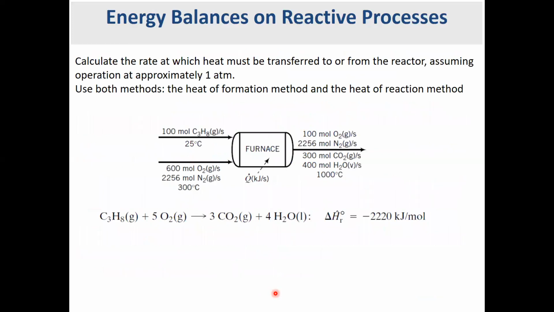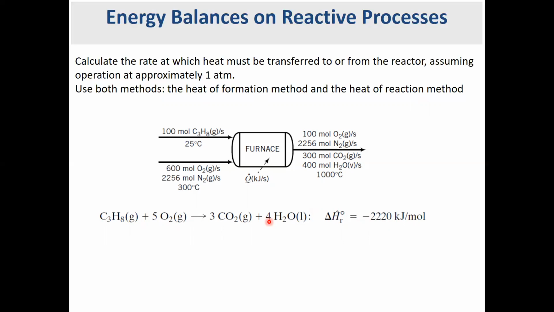So now it's better to go through one example and see how we can do this energy balance on a reactive process. We have a reactor here in the form of a furnace. We have some inlet streams, some outlet streams. We want to calculate the rate at which heat must be transferred to or from the reactor, assuming operation is happening at approximately 1 atmosphere. We want to use both the heat of formation and heat of reaction methods. For sure, when we have our reaction and the standard heat of reaction is clear, we can use the heat of reaction method.